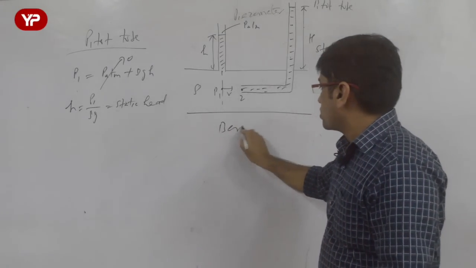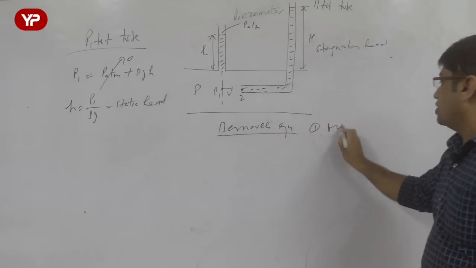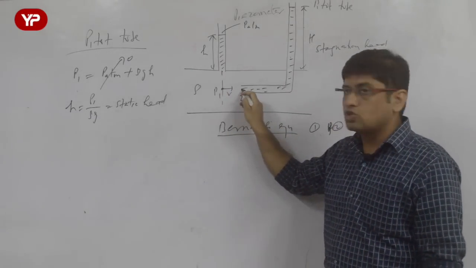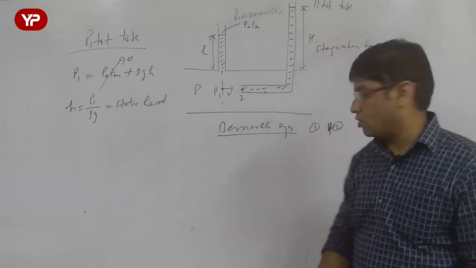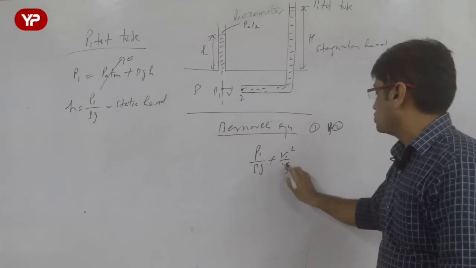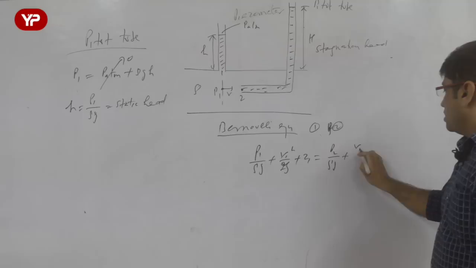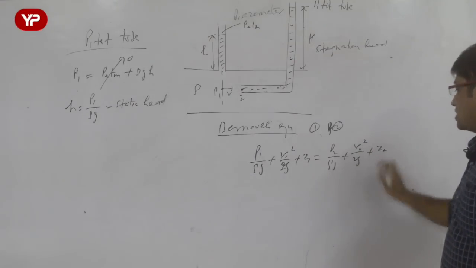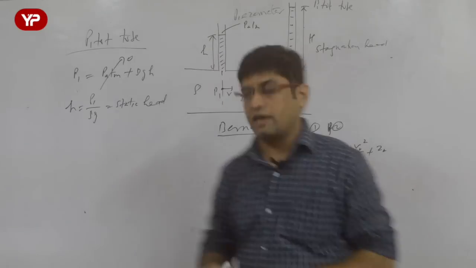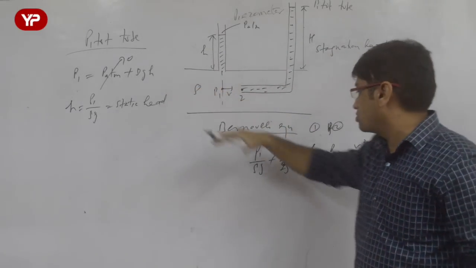Now let us apply the Bernoulli equation between section 1 and 2. Section 1 is just outside this pitot tube and section 2 is inside the pitot tube. P1 by rho g plus V1 square by 2g plus Z1 is equal to P2 by rho g plus V2 square by 2g plus Z2, and I am neglecting the fluid friction. I am assuming that there is no friction here. Z1 is equal to Z2 because it is horizontal only.